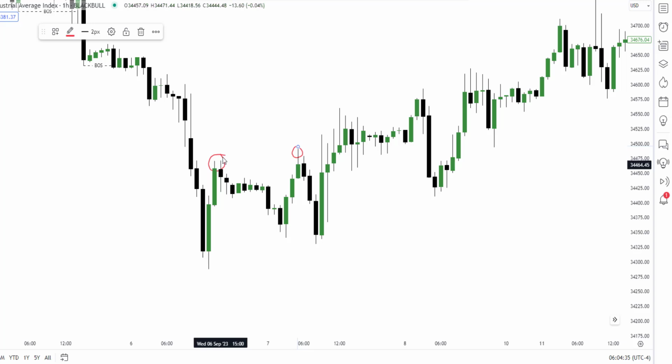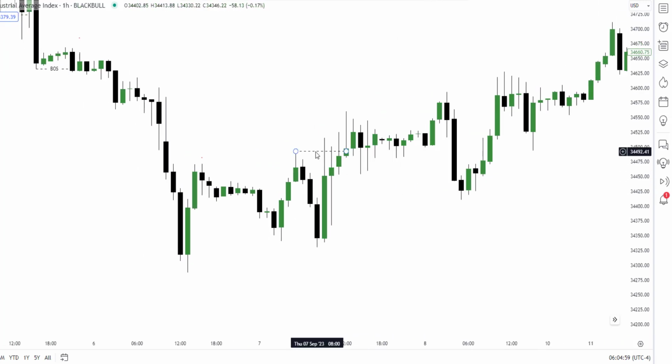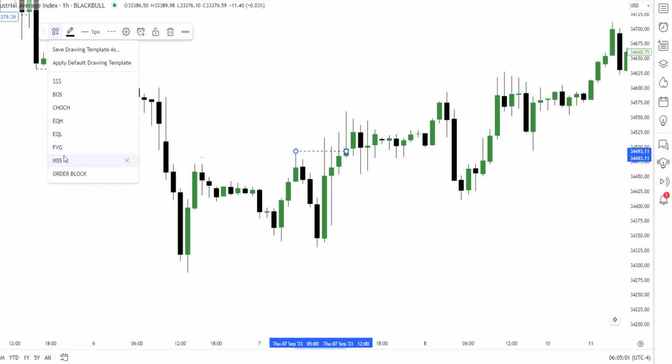So it is no longer here, it is now here. All right, right here. So if we close above this guy, it means we have created a shift in market structure. All right, a shift in market structure. So this is where the shift in market structure actually happened, now from a downtrend to an uptrend.